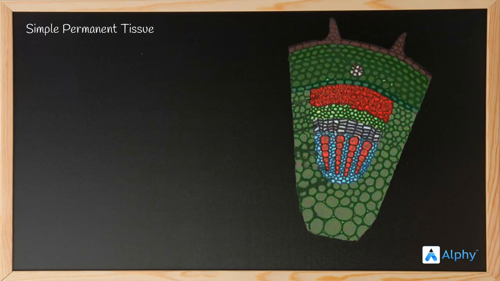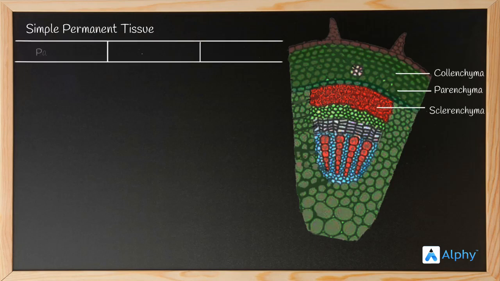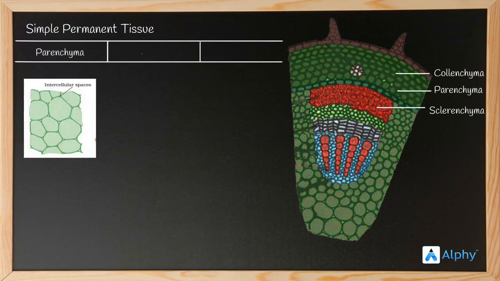Hello everyone. Today we will look into simple permanent tissues. Don't you remember we talked about simple permanent tissue with an example, the cross section of a stem? We identified collenchyma, parenchyma and sclerenchyma, right? Then we classified them and studied them with the help of pictorial representation, right?